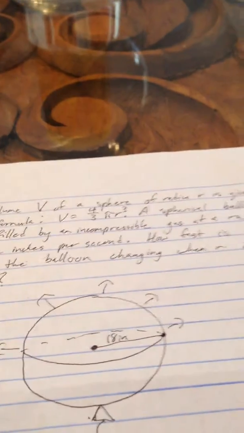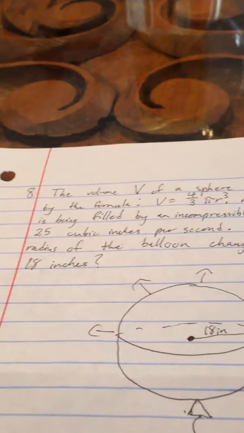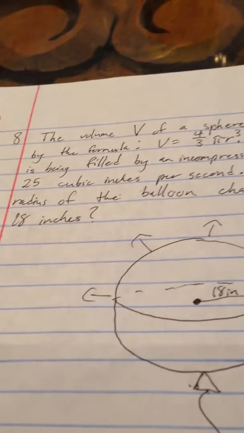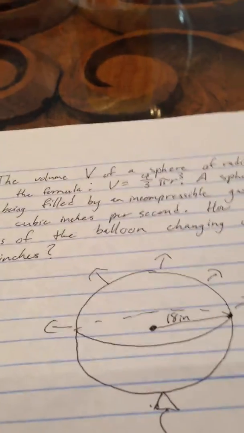So today I'm going to be helping you guys out with a little related rates problem. Here the problem reads: the volume V of a sphere of radius r is given by the formula V equals 4/3 pi r cubed. The spherical balloon is being filled by an incompressible gas at a rate of 25 cubic inches per second. How fast is the radius of the balloon changing when r is 18 inches?